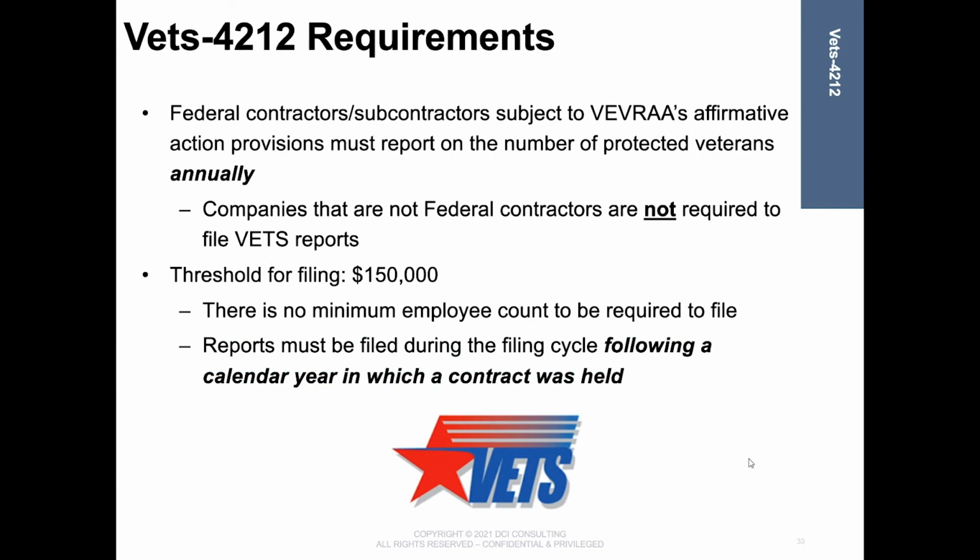For the VETS-4212, it's for federal contractors and subcontractors. If you're not a federal contractor, you're not required to file a VETS report. There is a threshold of $150,000. There's no minimum employee count. So we saw before, a minimum of 100 employees or a minimum of 50 employees. There is no minimum here. And then you're doing this on a calendar year as well.